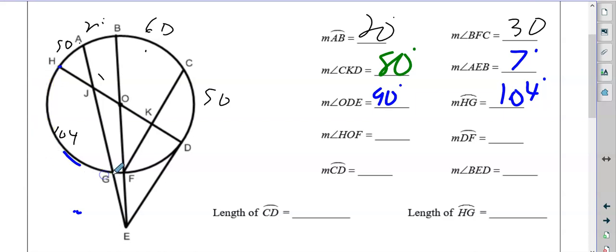HOF. Well, we determined that this was 70 degrees before, and this was 70 degrees, which makes these two 110. DF. Right here. Well, we already determined that's 70. CD. Where's CD? CD is right here. We already determined that's 50 at the beginning.